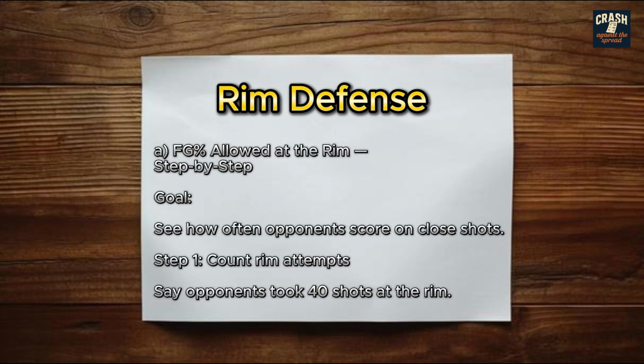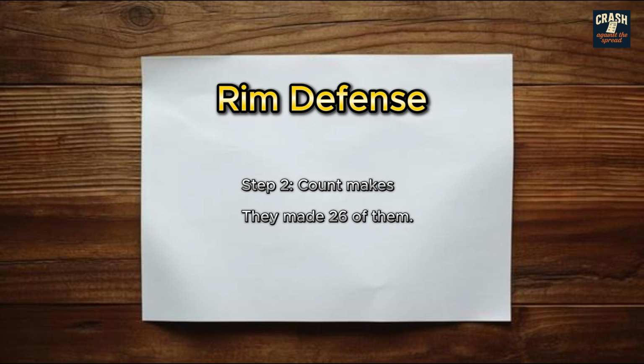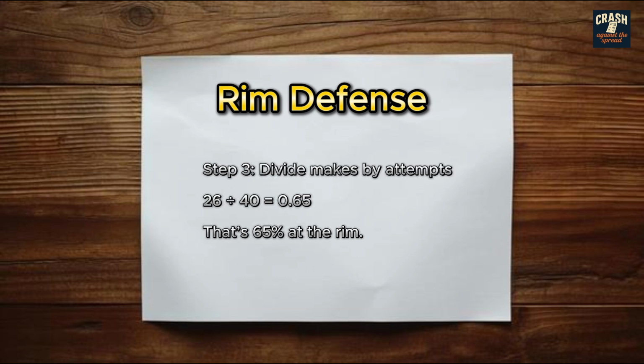A, field goal percent allowed at the rim. Step-by-step goal: see how often opponents score on close shots. Step 1, count rim attempts. Say opponents took 40 shots at the rim. Step 2, count makes. They made 26 of them. Step 3, divide makes by attempts. 26 divided by 40 equals 0.65. That's 65% at the rim.